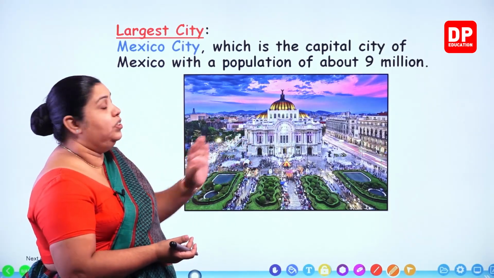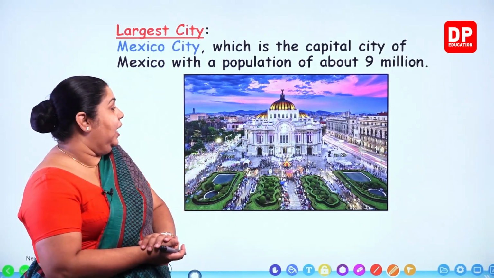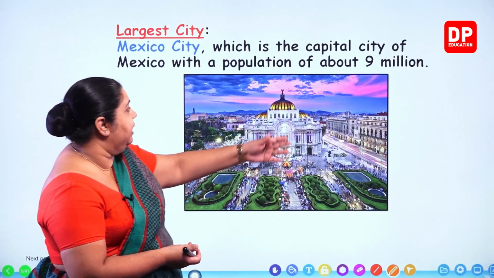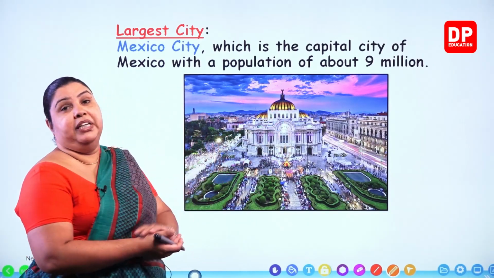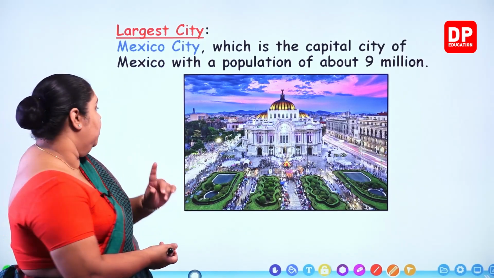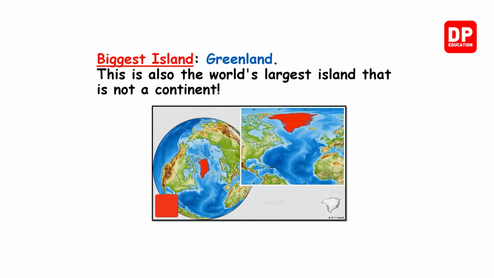So I have brought you the pictures. So teacher has brought the pictures of everything. So this is the Mexican city, city of Mexico. This is the largest city in the North American continent. Right. Then what is the biggest island in the North American continent?